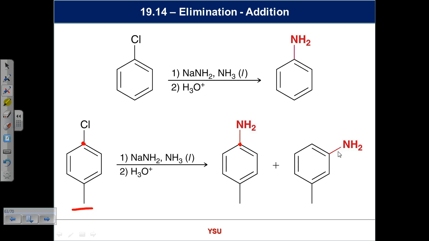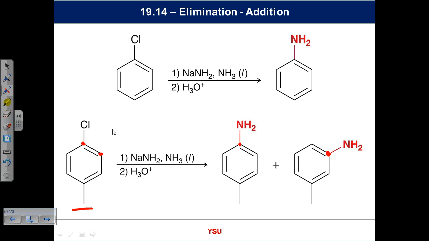And I would hope, since most people are doing well, it's pretty obvious that this product cannot come about from direct substitution of that chlorine, because there isn't a chlorine in that position in the starting material. So here's how this mechanism was solved, how people worked it out.